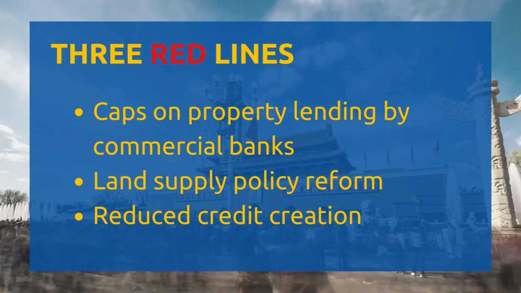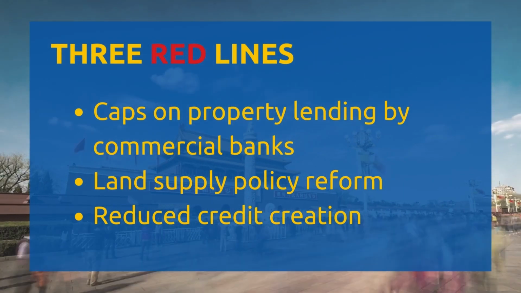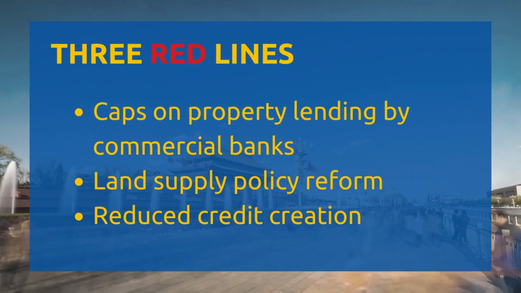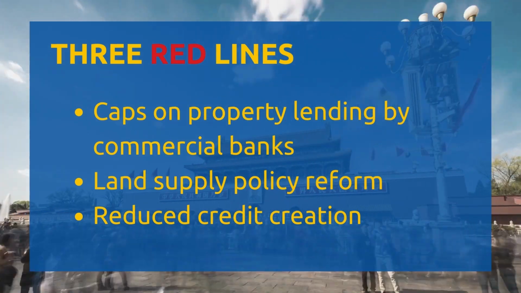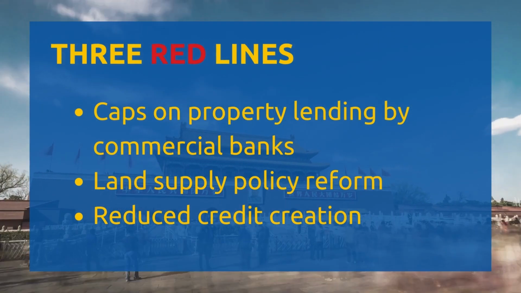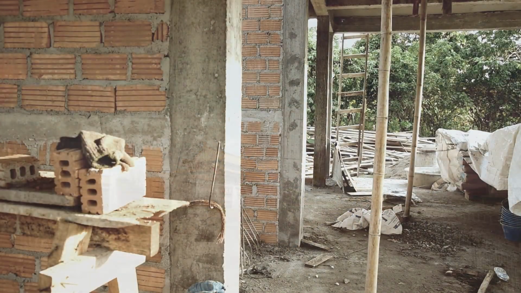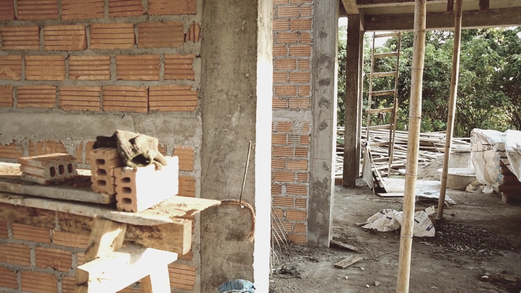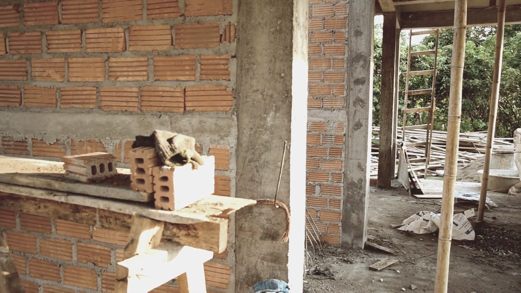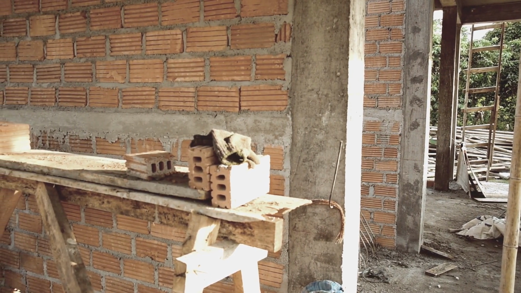So in 2020, they announced these. They announced caps on property lending. They announced land supply reform and reduced credit creation. They've really been trying to crack down and slow down this property construction sector for the last few years. And the issue is, it looks like they've done too good of a job, in some people's view. So that's meant that what we've seen is about a halving of Chinese construction.